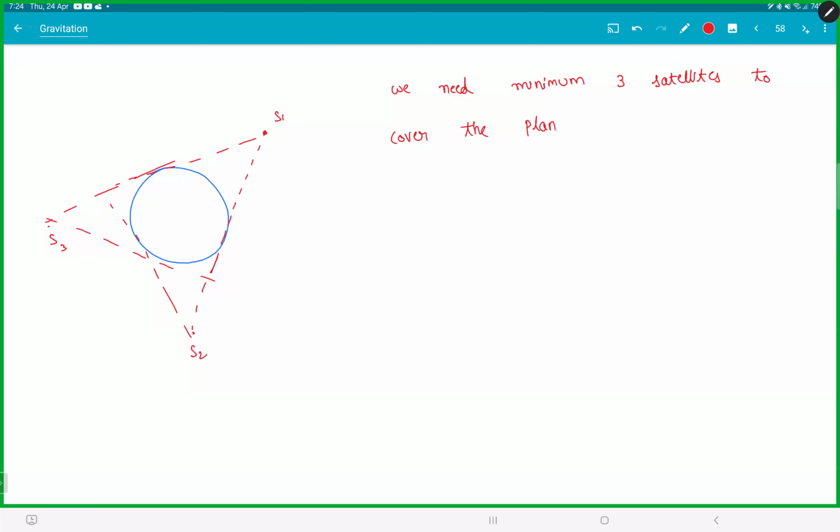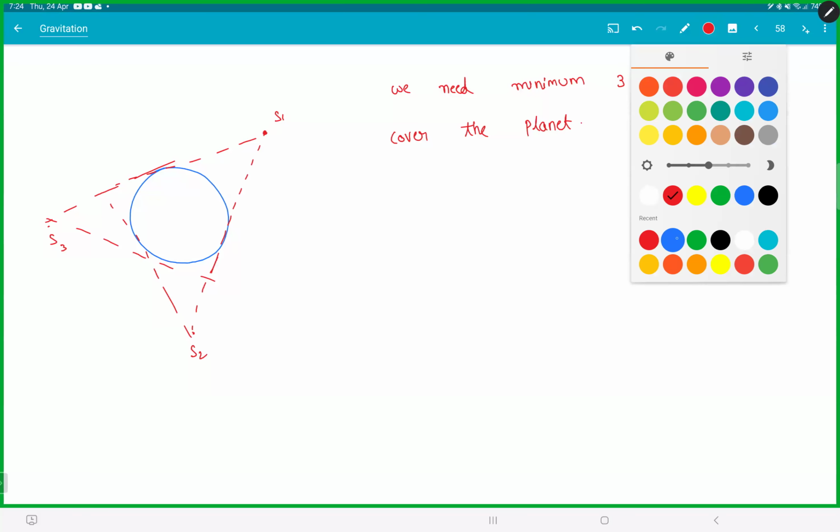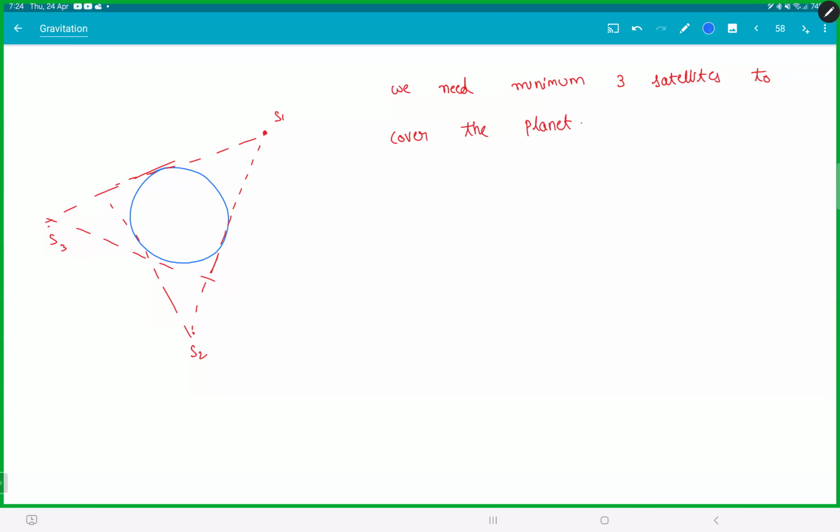Did you guys ever think about this? How does a GPS know where you're standing? When you're using a GPS, what is the process?